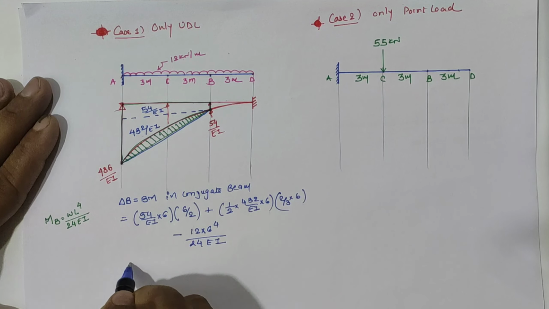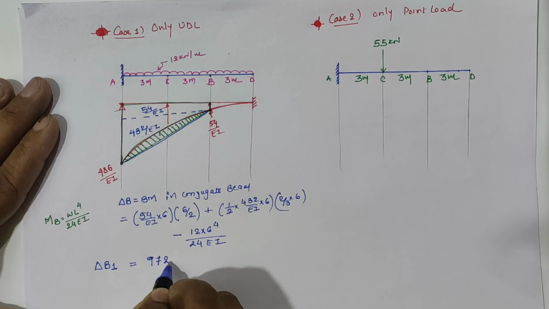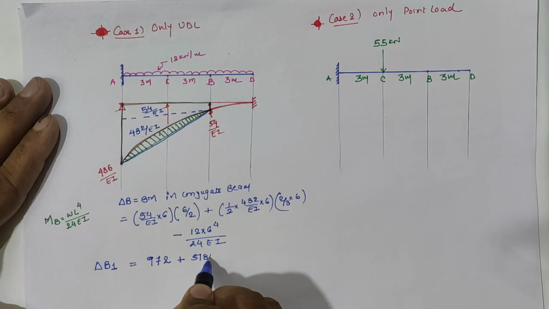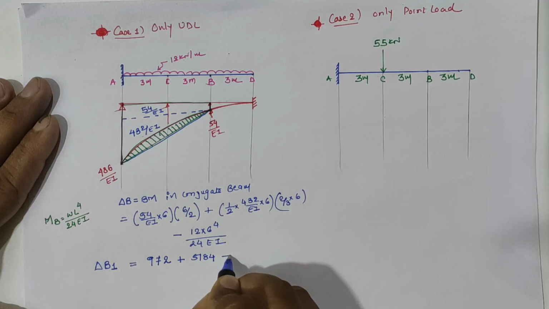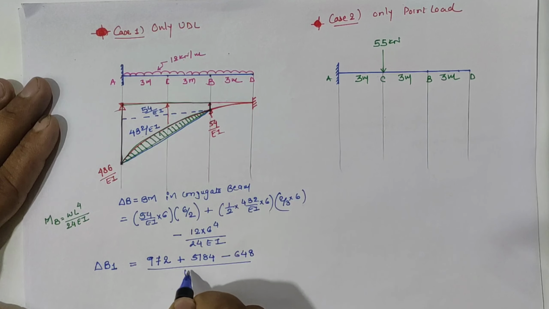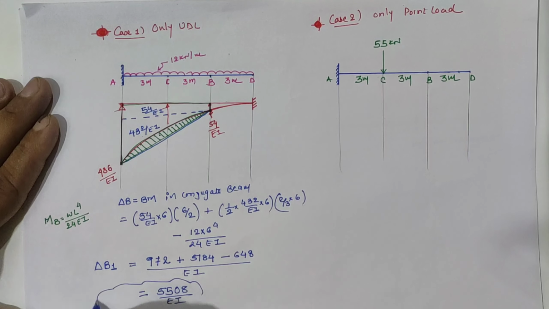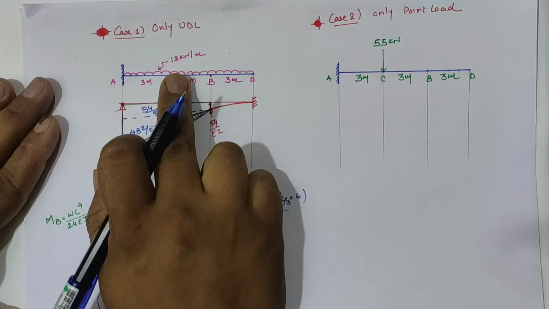If we calculate this value, then delta B for case 1, as delta B1, is equal to 972 for 54 by EI into 6 by 2, plus 5184 for 1/2 into 432 by EI into 6 into 2/3 of 6, minus 648 for 12 into 6 raised to 4 by 24 EI, and EI is constant for all the terms, which is equal to 5508 by EI as delta B1, only considering the UDL.